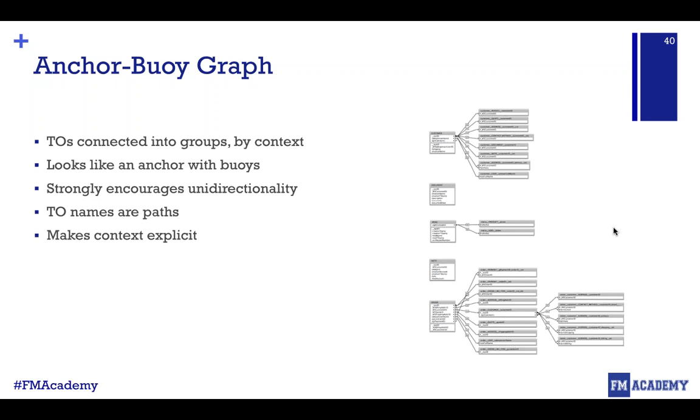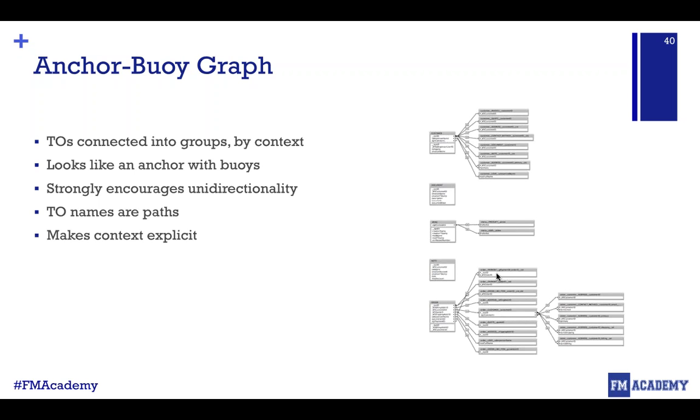Anchor Buoy is the most popular way to do graphs in the FileMaker community for experienced developers, and the reason for that is because it's self-describing. The TO names are the paths that FileMaker takes on the graph, and that's what makes it so powerful.